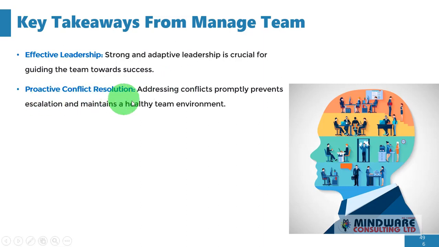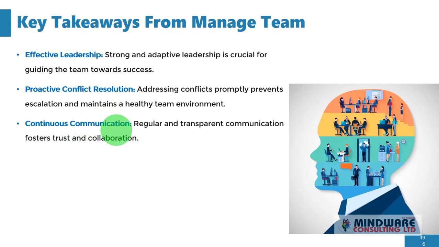Proactive conflict resolution. Addressing conflicts promptly prevents escalation and maintains a healthy team environment. All right, so you have to address conflicts as promptly as possible. As a matter of fact, the word is proactive. We have to be proactive with conflict resolution. We have to actually foresee in what areas we are likely to have conflicts, and then put systems in place to ensure that immediately they arise, the conflicts are addressed immediately.